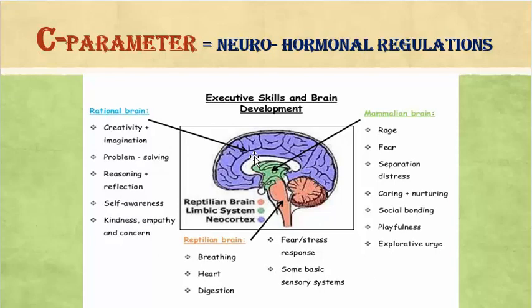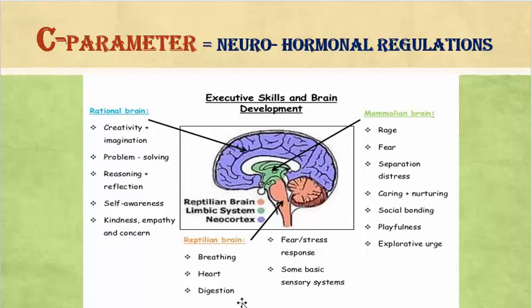The subcortical area affects so many things: creative imagination, problem solving, self-awareness, kindness, fear, separation or distress, craving, nutrients, social bonding, playfulness, and then some fear and stress. They affect the breathing, heart, and digestion. So this is very important to survive.